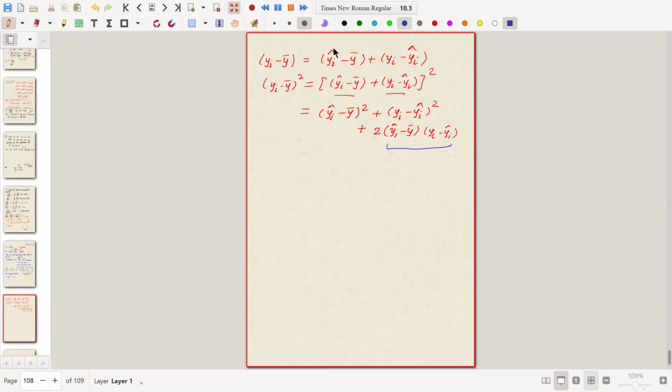Here, all the things are hidden, so we have to simplify this quantity. This is usually known as the cross term, because two different terms are getting multiplied. So can you simplify this term? That's the question. (yi cap - y bar) into (yi - yi cap). Can you simplify?